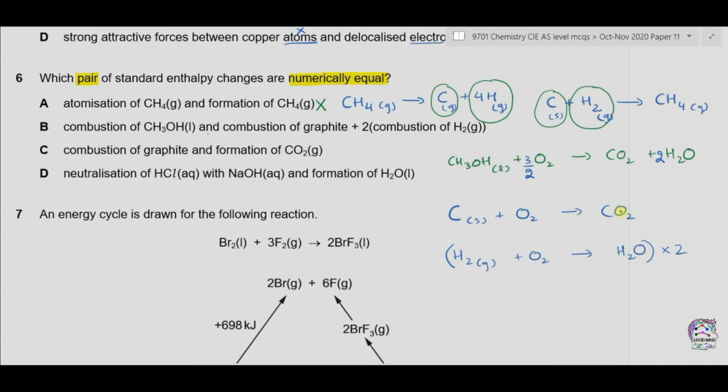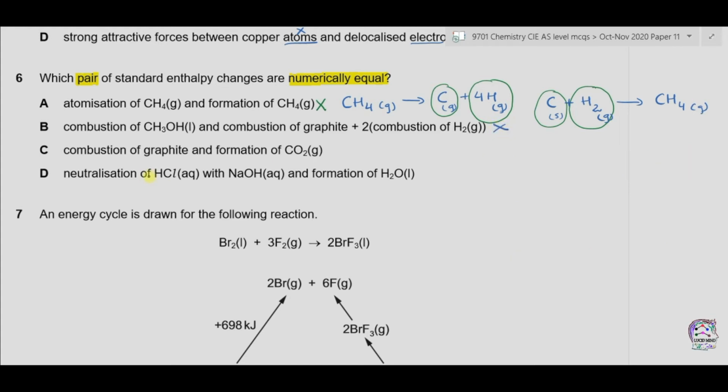Now we can see that we have the same products in both reactions. We have 1 mole of carbon dioxide and 2 moles of water. Again we have 1 mole of carbon dioxide and 2 moles of water. But we can see that the reactants are different. One is methanol, the second is carbon and hydrogen. So as the reactants are different, the enthalpy change will also be different. So B is incorrect.